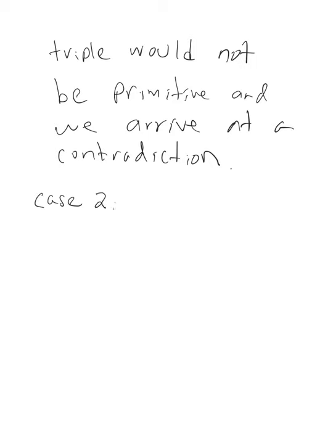So the triple would not be primitive, and we arrive at a contradiction. Case 2. Let A and B both be odd.